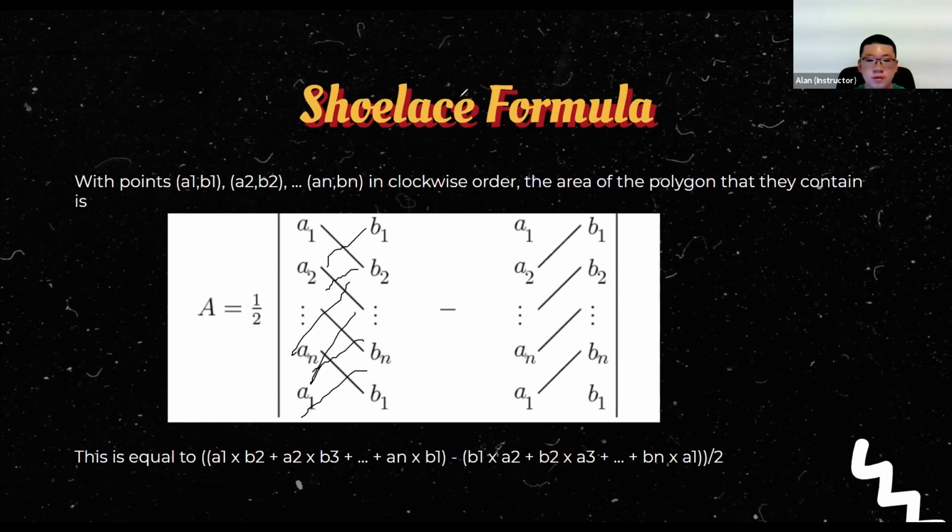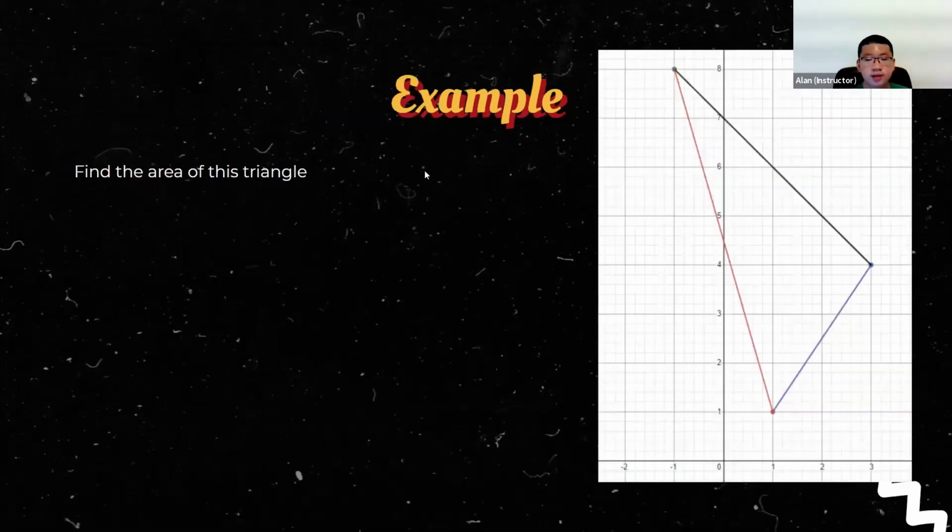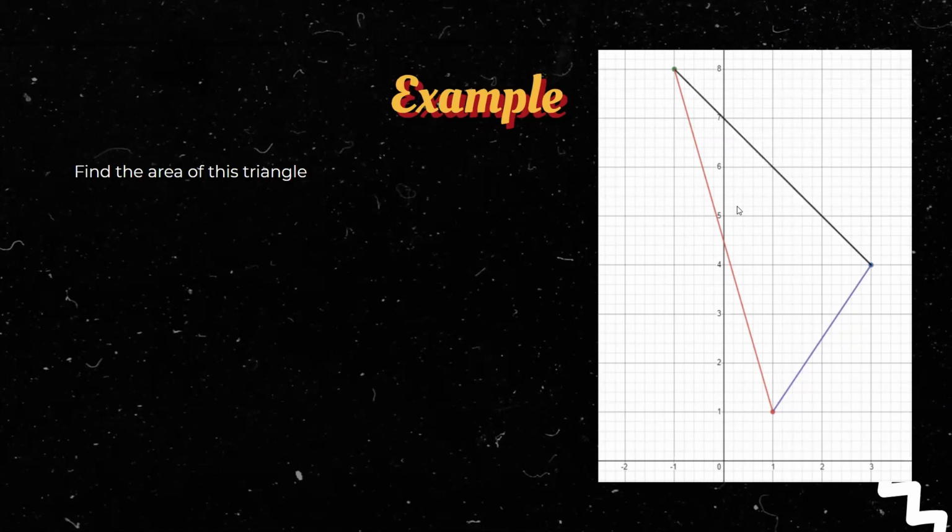Alright, so here's an example. I want you guys to try to find the area of this triangle using the shoelace method. As you can see, using conventional methods is going to be pretty difficult because the side lengths aren't going to be nice numbers to work with, and trying to find the altitude might also be difficult.